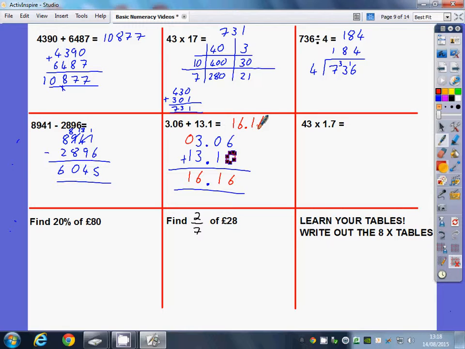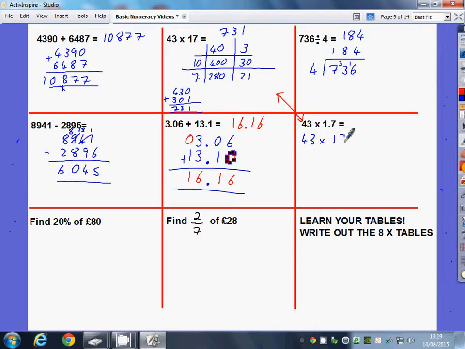Next is a multiplication. However, if you look at these two questions here, you'll see that they were very, very similar. And I already know that 43 times 17 is 731. So I need to know what 43 times 1.7 is. Well, the only difference is these two, isn't it? And that this one here is 10 times bigger than this one. So I've got one decimal place there. So if this number's just been divided by 10, I've got to divide that number there by 10, and I get 73.1.